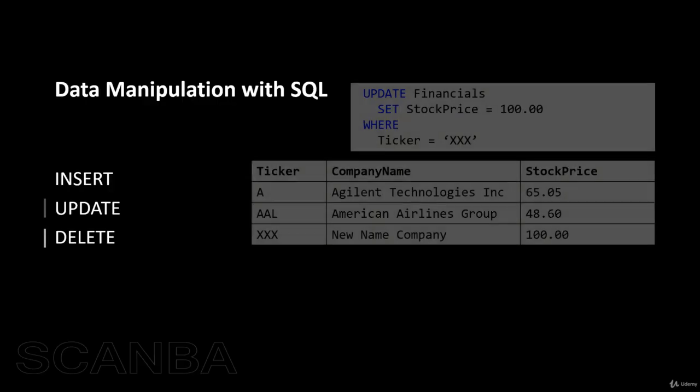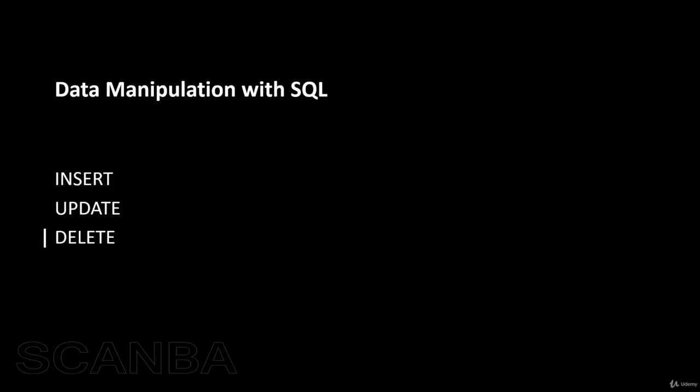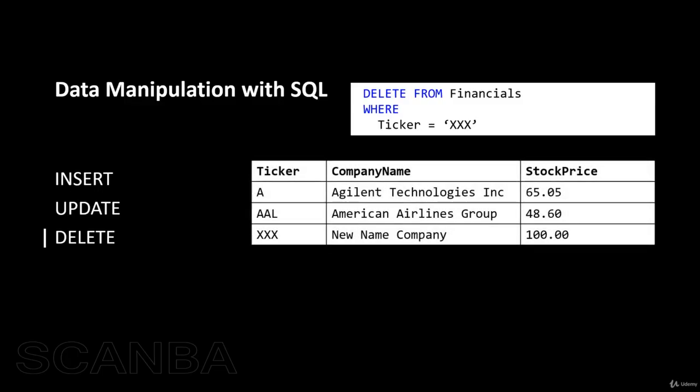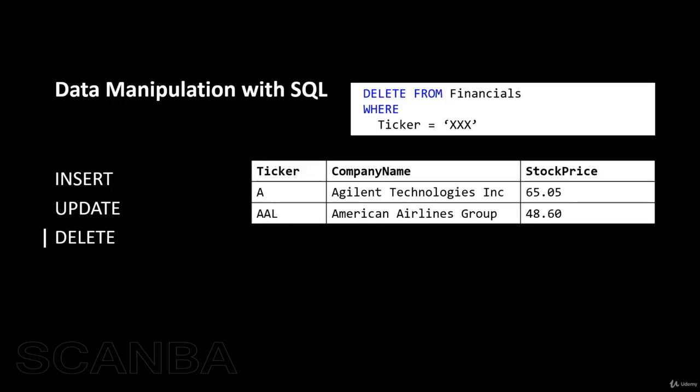The delete command is used to remove rows from a table. The command includes a table name and an optional where clause to determine which rows should be deleted from the table. For example, this delete command removes those rows from the table that have the ticker equal to XXX. If no where clause is specified, all rows in the table are deleted.